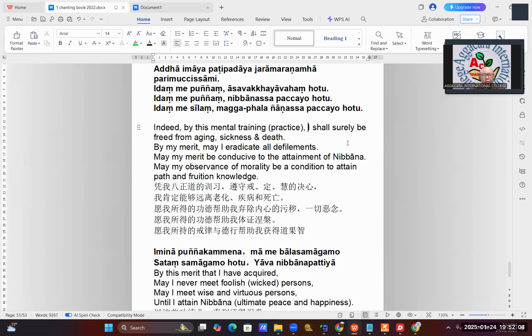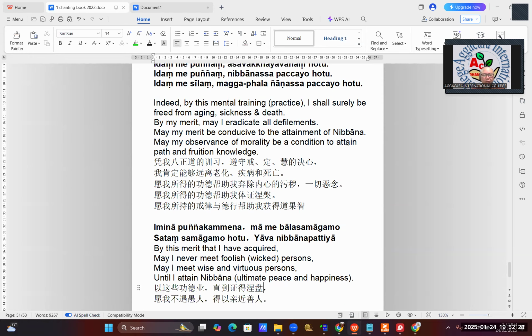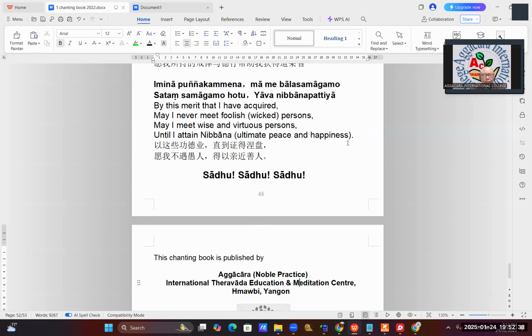Indeed, by this mental training, practice of learning Abhidhamma and practicing meditation, I shall surely be freed from aging, sickness, and death. By my merit, may I eradicate all defilements. May my merits be conducive to the attainment of Nibbana. May my observance of morality be a condition to attain path and fruition knowledge, Magga Phala Nana. By this merit that I have acquired, may I never meet wicked, foolish persons. May I meet wise and virtuous persons until I attain Nibbana, ultimate peace and happiness.